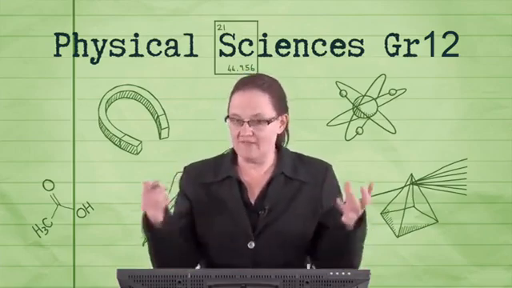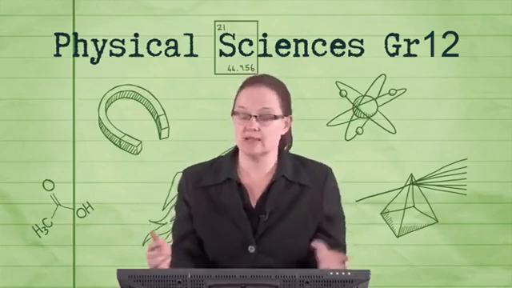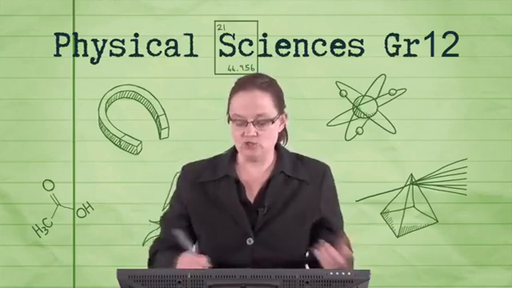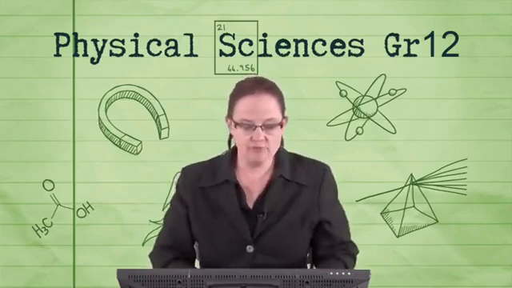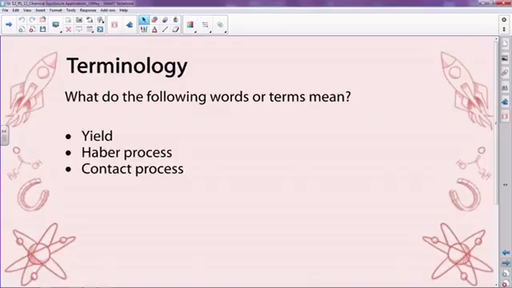So to start off with, I first want to make sure you know some terms because they're going to come up often. These are new terms. They're not the same ones as we did last week. So here we go. Here are my terms: the yield, Haber process, and contact process. This should take you really quick, so I'm only going to give you 1 minute this time to discuss these, and your minute starts now.